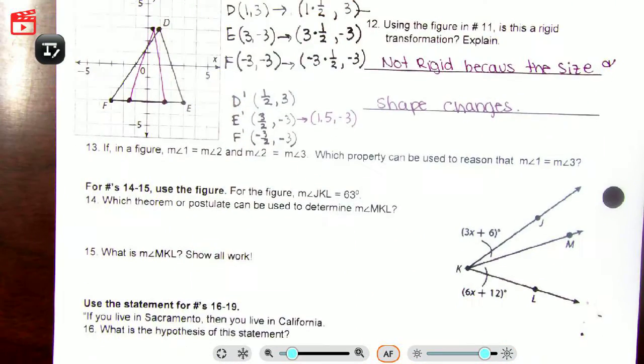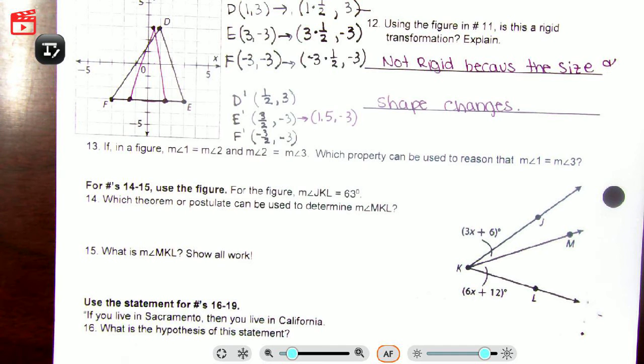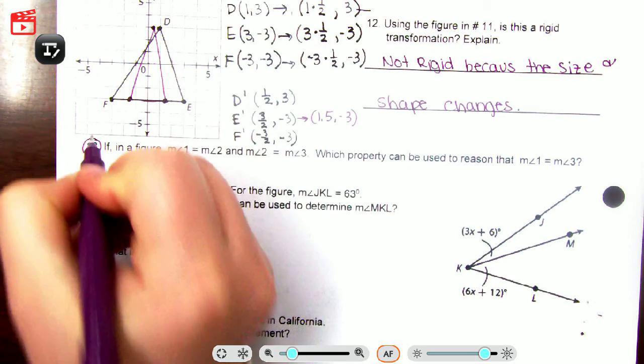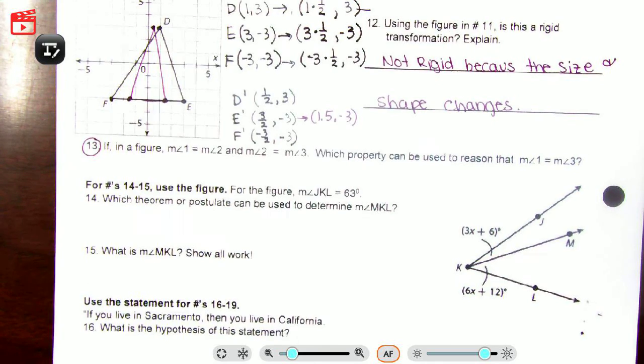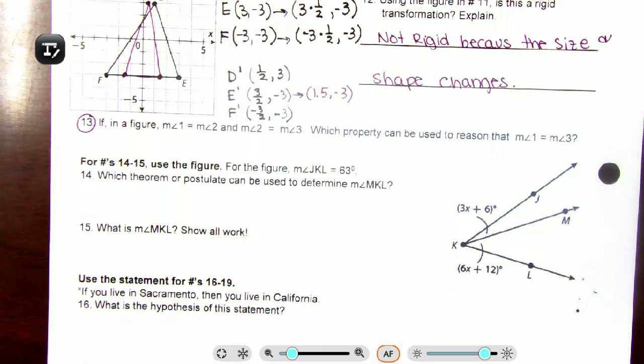Okay, let's move on. If in the figure angle 1 is equal to angle 2 and angle 2 is equal to angle 3, which property can be used to reason that angle 1 is equal to angle 3? I'm going to circle that one. We're going to come back to that one. We're going to spend more time on it. But don't worry about that one. I circled it. We will mention that in class. Let's move on to number 14.